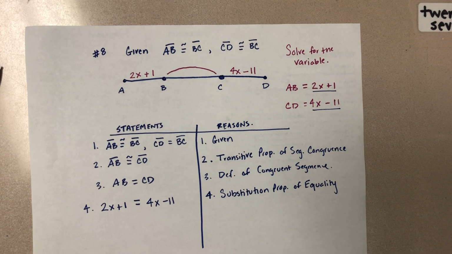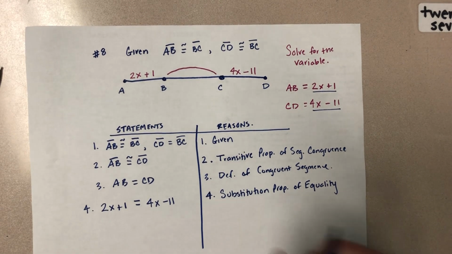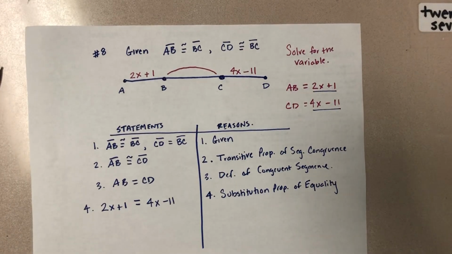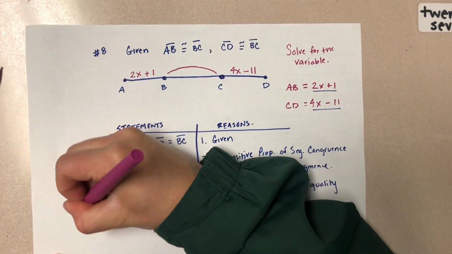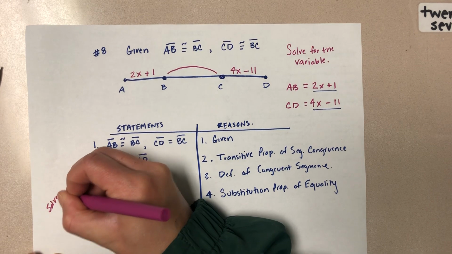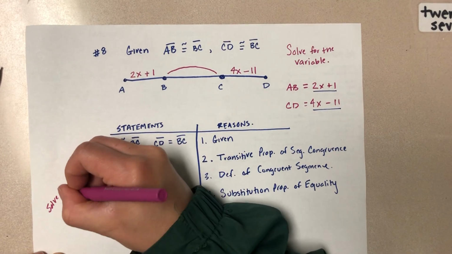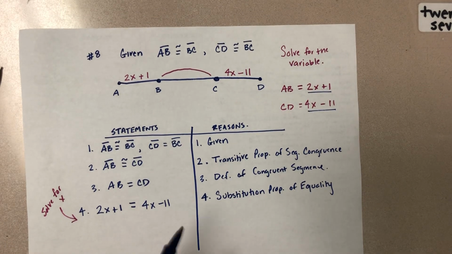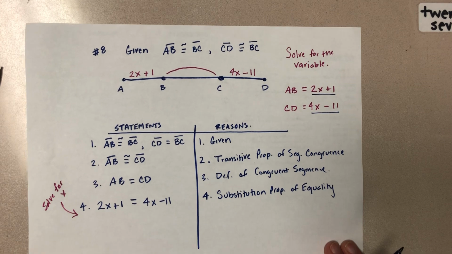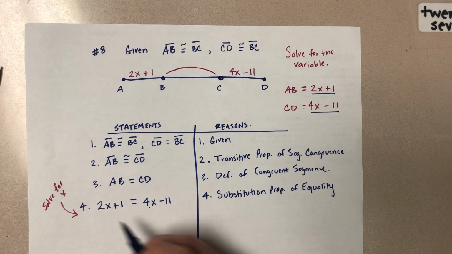So with the substitution property of equality, we are now at an algebraic proof, and we just need to solve for x here. So in order to solve for x, we need to use the algebra skills and the properties that we have seen earlier. So what is going to be our first step? Well, our first step is always to move the x's to the left side. So we're going to move our 4x to this side.